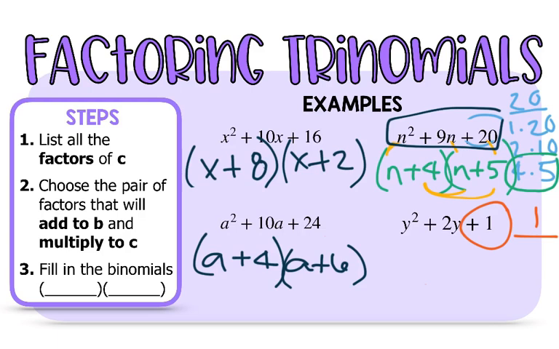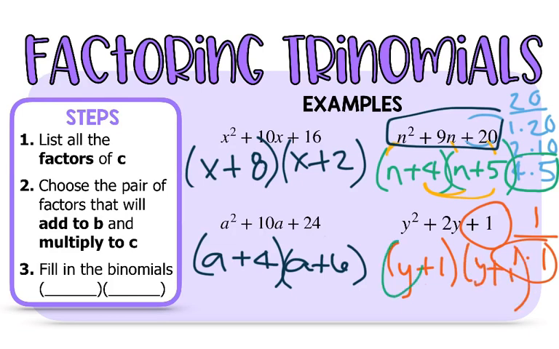Alright, let's check. Factors of 1. The only thing you can do is 1 times 1. And obviously that adds to get you to 2, so that's our choice. So we'll write it like this. Y plus 1, y plus 1, and you're done. If we were to multiply this back out to check our answer, we would get the exact same thing that we started with in the original, so we know we're good to go.